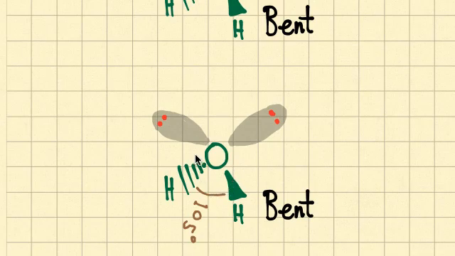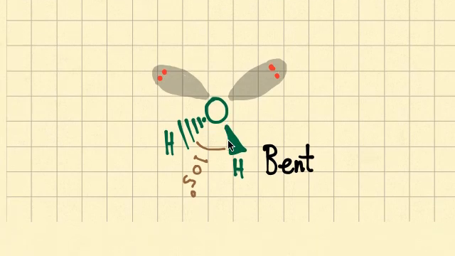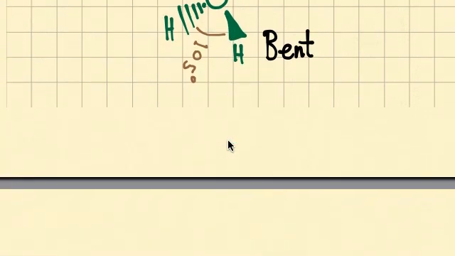If this was 109, 109, 109, now two lone pairs actually repel each other even more and repel the bonding pairs down to something a little bit closer even. It's called a bent molecule. The electron pair geometry is tetrahedral, but the angle is 105.